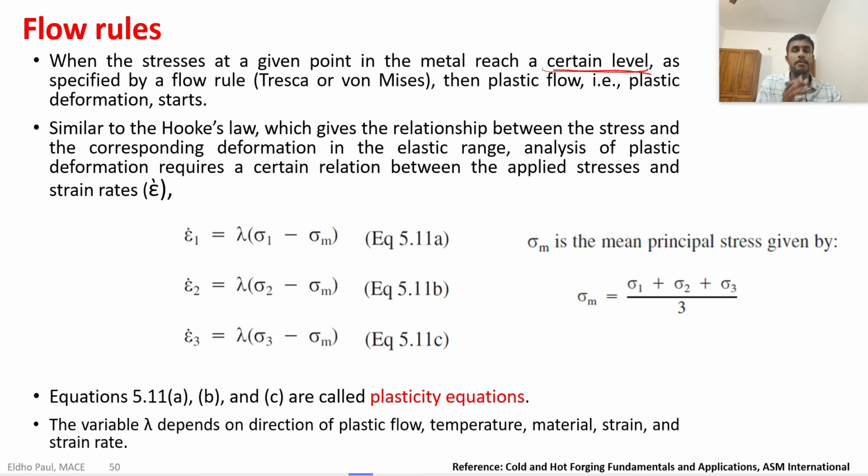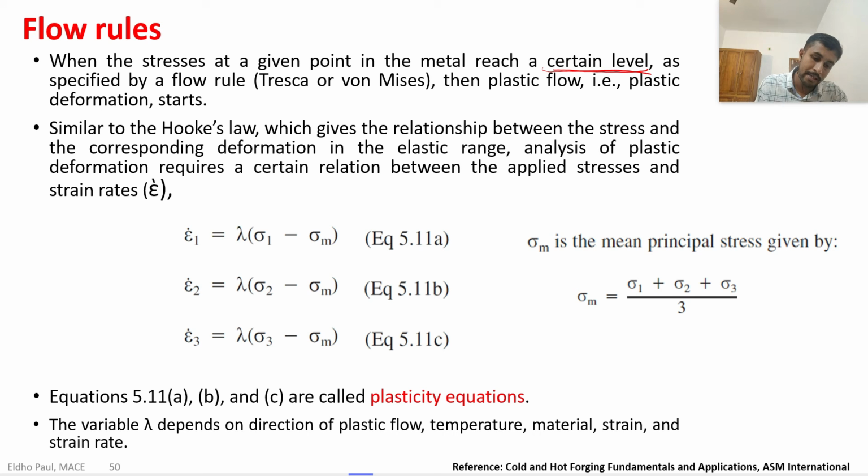But in the case of the Von Mises criteria, what is that certain level? In the Von Mises criteria, the left hand side of the equation reaches 2 times the square of the yield point corresponding to uniaxial tension or compression. Then there will be plastic deformation. These are the 2 levels.